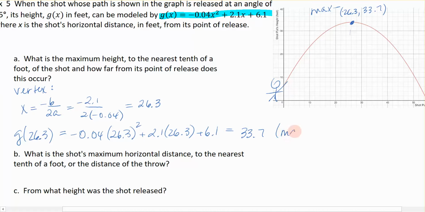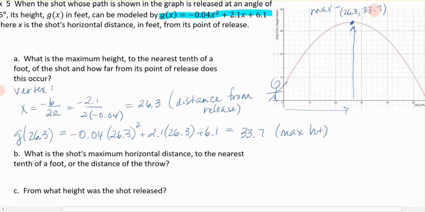This is the maximum height, because remember, the y values are representing height, and then how far is it from its point of release? That's the x-coordinate. This is the distance from the release. Okay, so this is the distance from the release. This is the horizontal distance that it has traveled, right? It traveled this far horizontally, and it is going to max out at 33.7 feet for a height.